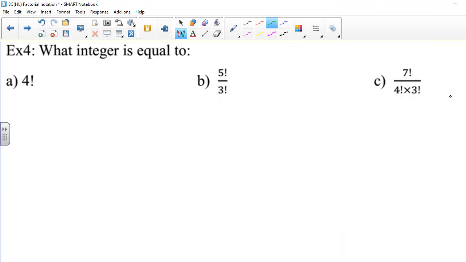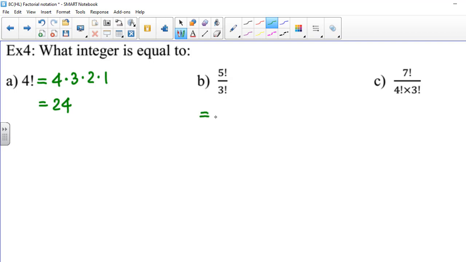What integer is equal to each expression involving the factorial notation? Let's try now to use the graphing calculator first for the calculations. Of course, you can use your graphing calculator to check your answers. 4 factorial means you start the multiplication with 4, decrease by 1, all the way down to 1. It's 24.